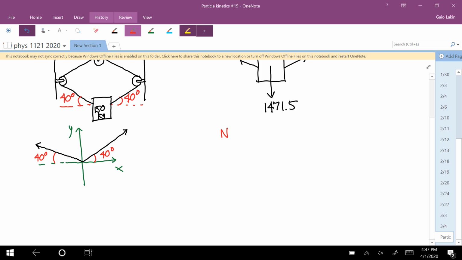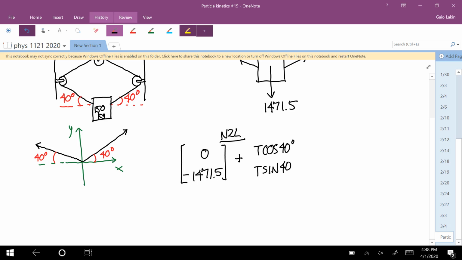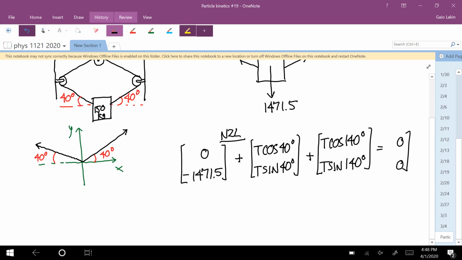And so now we can go to Newton's second law. We have the weight force. And then we have, I'll do the one on the right side first. So that's T times cosine and sine of 40. And then the other one, the angle we're going to use is 140. So T times cosine and sine of 140. And then the last thing we have to do is set that equal to the mass times the acceleration. This is just hanging in place, and so there's no acceleration. And so this just ends up being 0, 0.